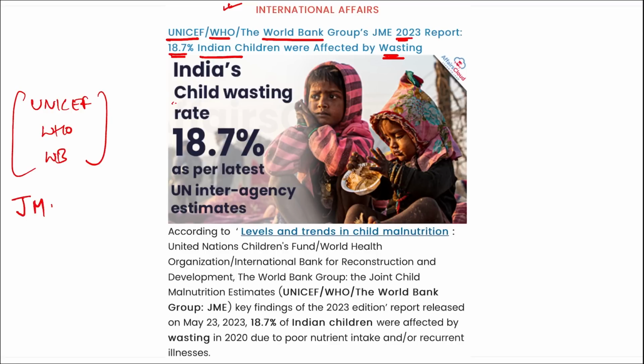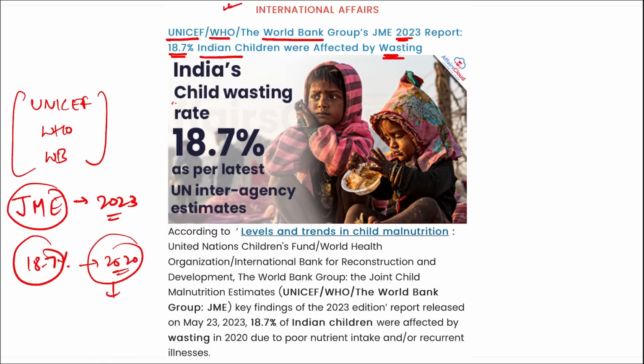These three organizations released a joint child malnutrition report, or we can say the Joint Child Malnutrition Estimates (JME). This was released for 2023. In this report, they stated that almost 18.7% of Indian children were affected by wasting in 2020. This is due to poor intake of nutrients, lack of cleanliness in areas and lack of proper food available for them, and is also one of the reasons due to poverty.